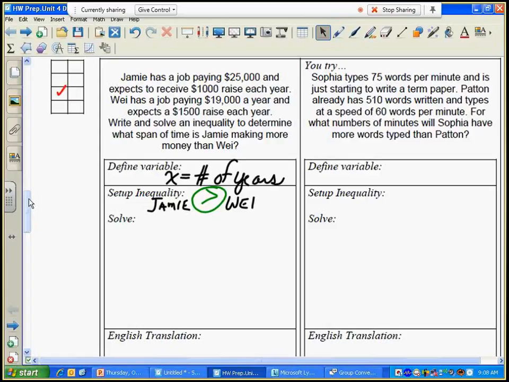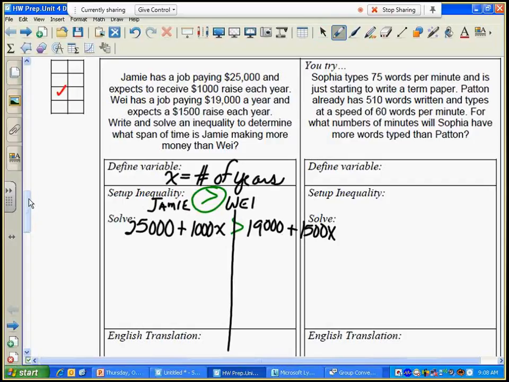She's getting paid $25,000 a year with a $1,000 raise each year. Okay, so she's going to start at $25,000 plus $1,000 for each year, so 1,000x. Wee starts at $19,000, and he's going to be added on $1,500 each year. And of course, they want to know for what span of time is Jamie greater than Wee. Okay, let's solve for this.